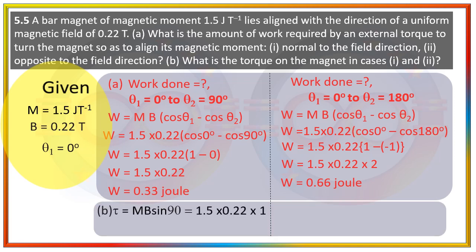Next, in part B, it is being asked in each case what is the torque experienced by the magnet in cases 1 and 2. So the torque formula is again mB sin theta, sin 90. We know it is maximum, and it is 1. So 1.5 into 0.22 into 1, the torque would be maximum and it is 0.33 Newton meter. In the second case, when the angle is 180 degree, sin 180 is 0, so there is no net torque experienced by the magnet and it is equal to 0.